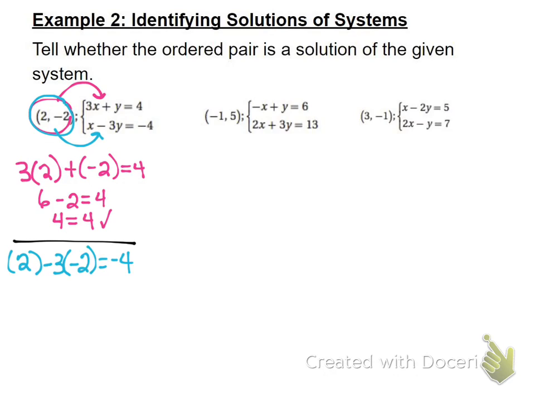Okay, so what's negative 3 times negative 2? 6. So I have 2 plus 6 equals negative 4. So what's 2 plus 6? 8. So is this a solution? No. So we just come up here. We would put no, and then this is where you would box it. Okay, because that would be your final answer.